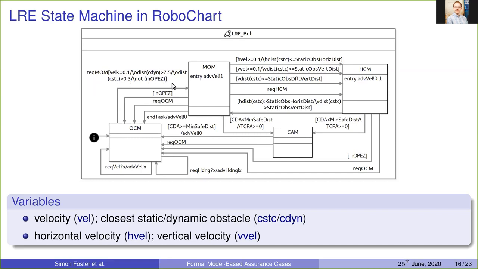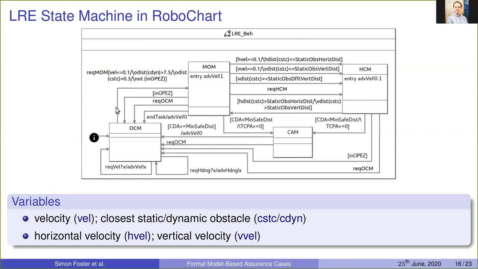Transitions are decorated with this kind of expression. You'll recall at the architectural level that rec MOM is an event which is an input, a channel input to this particular controller. And so what this says is when we receive this event, we can make the transition, but we also require there to be a condition that holds. And this is what these square brackets are. The LRE has a number of internal variables. It has its velocity, and it has its horizontal and vertical velocity, which you saw represented in the previous slide.